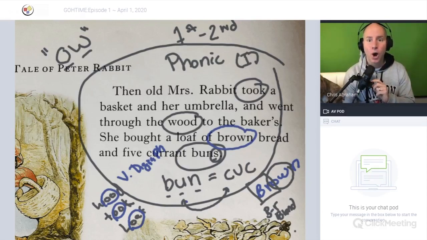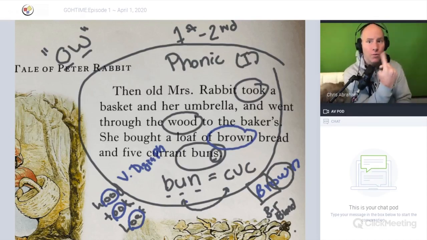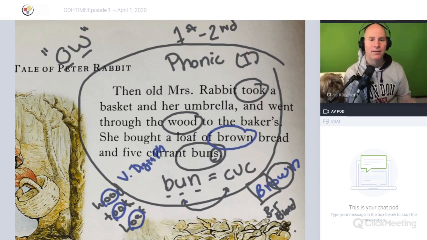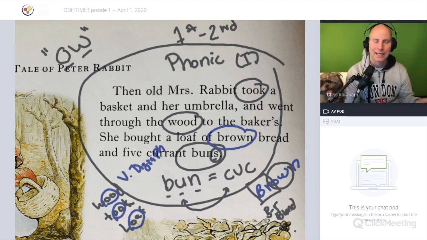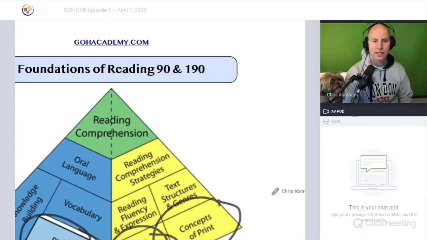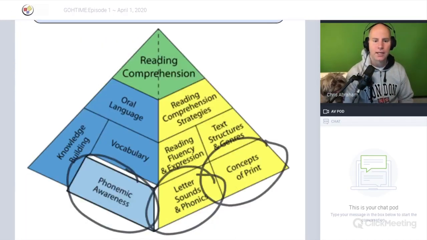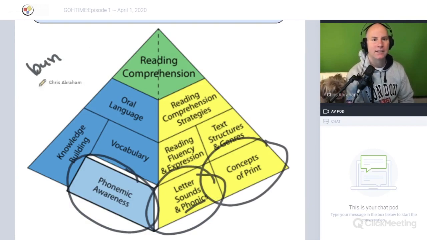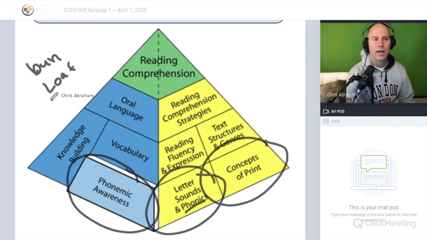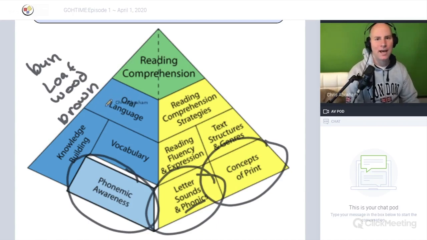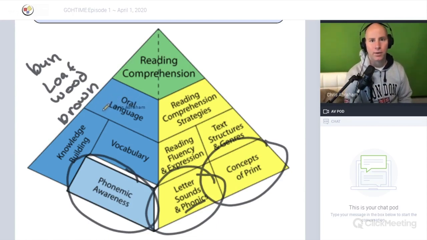Oh, in loaf, it's oh, no movement of the mouth. Okay, now let's take a step back. In terms of phonics, this text right here has CVC words like bun. It has words that are a little bit harder, like loaf and wood. It has words that are a little bit harder, like brown. And it has even harder ones than that, but I don't want to go too far, okay?